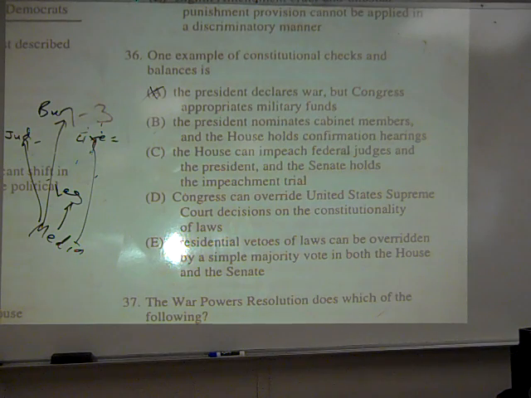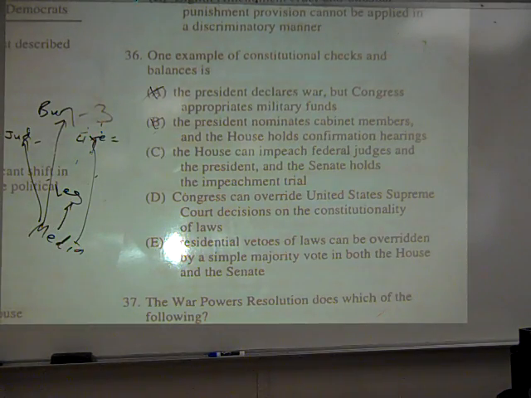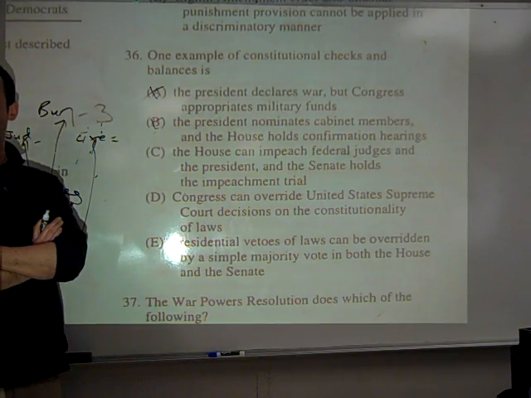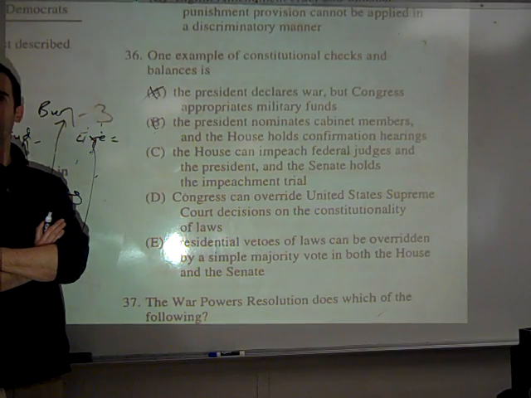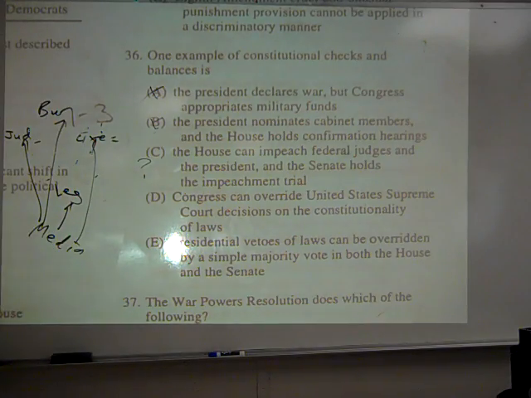The president nominates cabinet members. He does that. The House confirms. I don't think the House does any confirming of any humans. All right, the Senate does that, so that's just wrong. The House can impeach federal judges and the president. The Senate holds the impeachment trial. I think so, but let's say you're like, oh, I don't remember. Was it the other way around? Can they impeach judges? They can. So put a mark by that and be like, maybe.